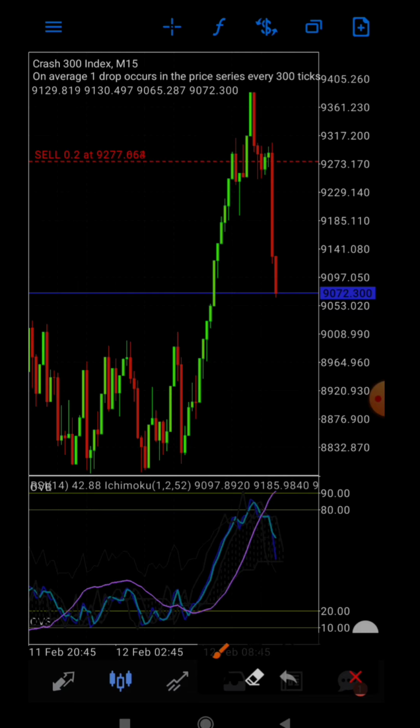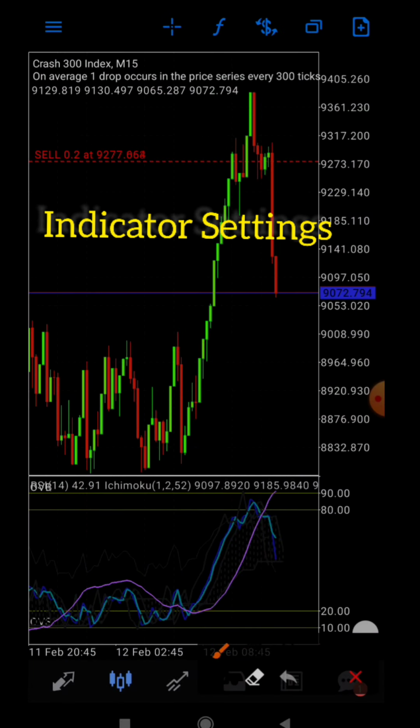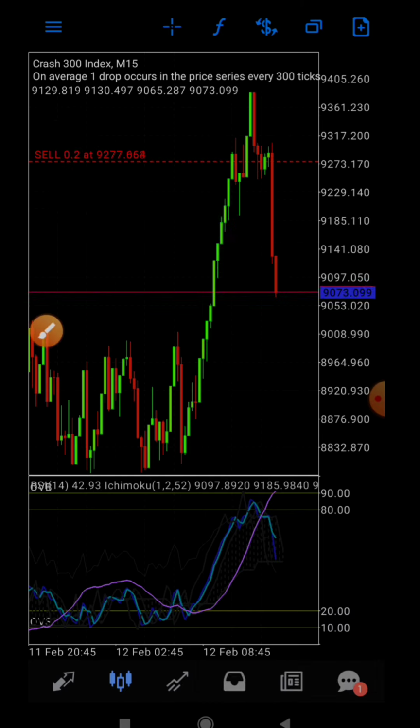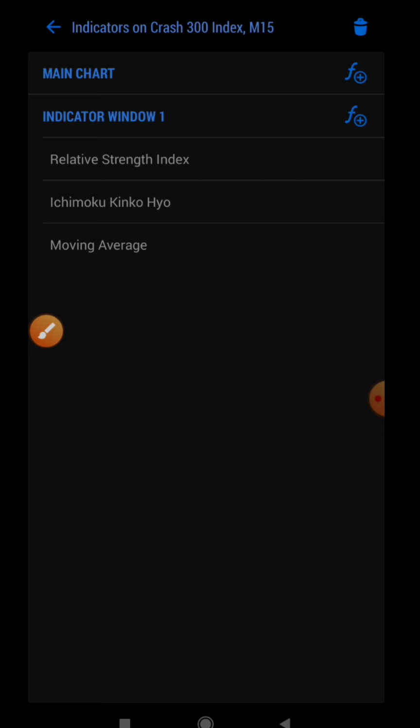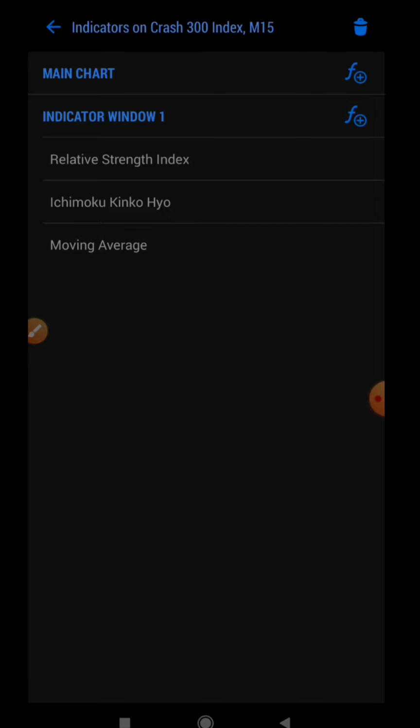For those of us that are trading for the very first time, if you want to check your settings, you come to this function up here. That is where you want to come to. So you click on that function. Our indicator window 1. Notice that there is nothing on our main chart. We are doing strictly price action and top-down analysis. That's what we are using. But we're just using our relative strength index, Ichimoku, and the moving average to get our Confluence, okay?